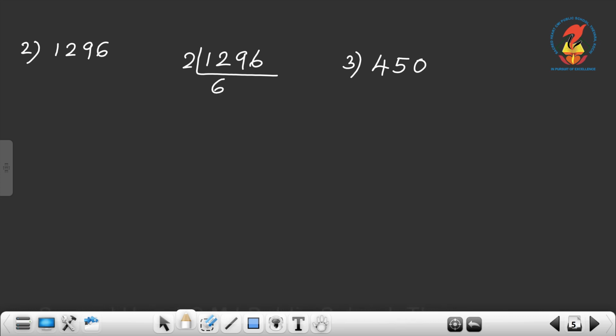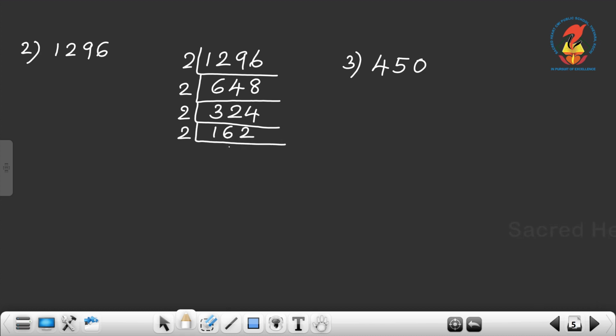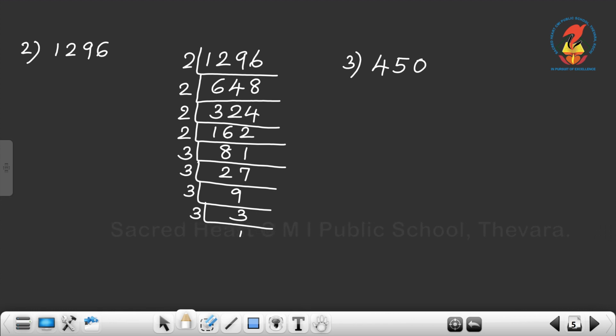2 6s are 12, then 2 4s are 8, then 648. If you are not getting the quotient, do the division separately. Then 2 3s are 6, 2 2s are 4, 2 4s are 8, again with the 2, again with the 2, 81, then 81 we can do with the 3, 27, then 3, 9, again 3, then 3, 1.